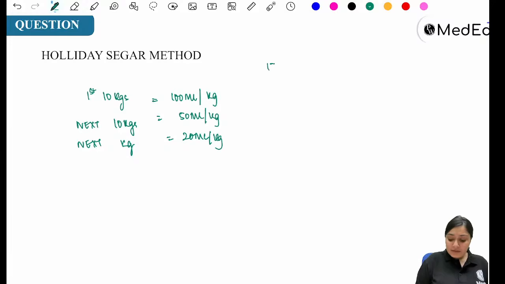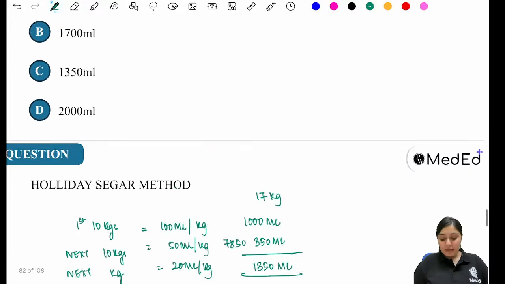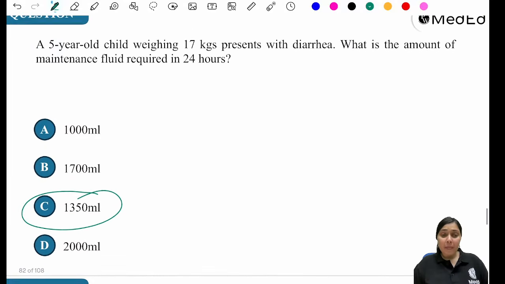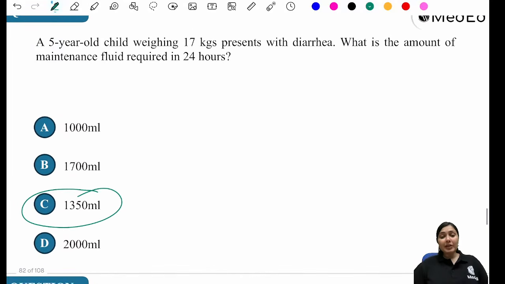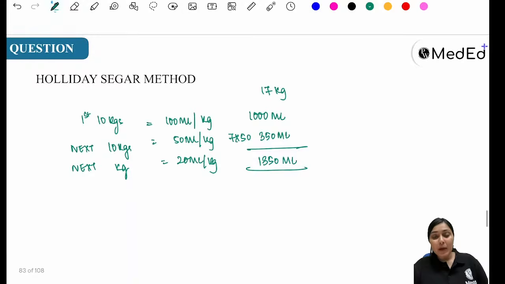So here we have a 17 kg child. For the first 10 kgs, it will be 1000 ml. Then we have 7 kgs. So 7 into 50, that is 350 ml. So total maintenance fluid here will be 1350 ml. The correct answer here is C, 1350 ml. Right? So maintenance fluid is something that we all need. You, me, we all need. This is some bare minimum that you should have. We calculate this by the Holliday-Segar method, and the answer here is 1350.